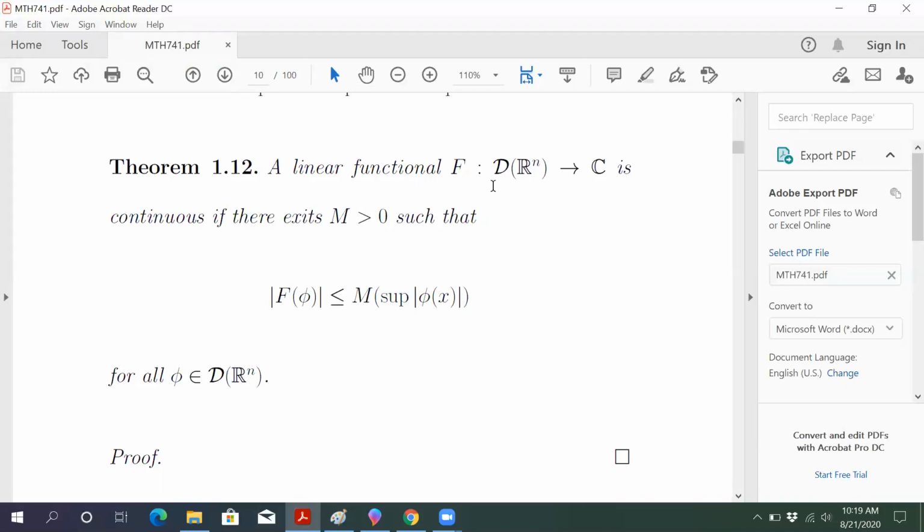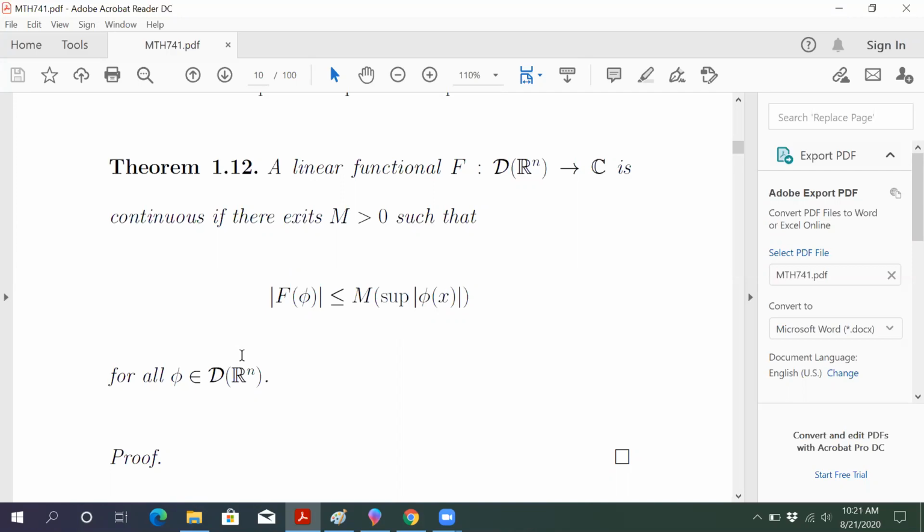Suppose that we have a linear function f on D(Rn). This linear function is continuous if there is a positive real number m such that, look here, the absolute value of f of phi is less than m times the sup of the absolute value of phi(x), for every phi, for every test function. So if you have a linear functional which satisfies this condition, then f will be continuous. You can see this sup is being taken on the support of phi. Basically on Rn, but it will be reduced to the support of phi for every phi.